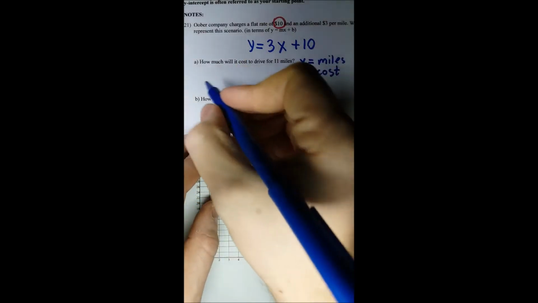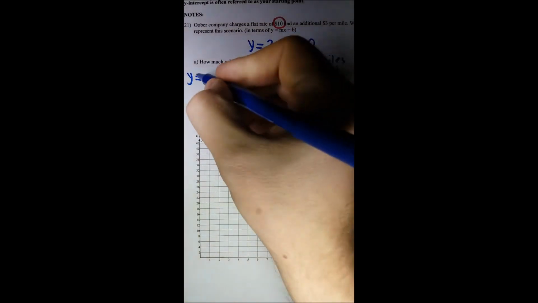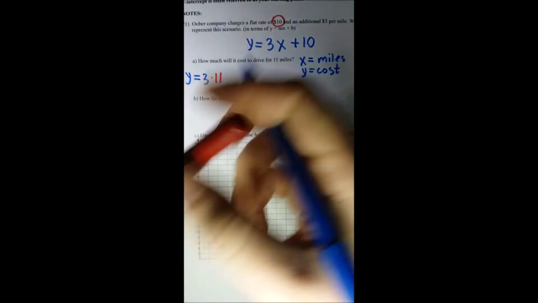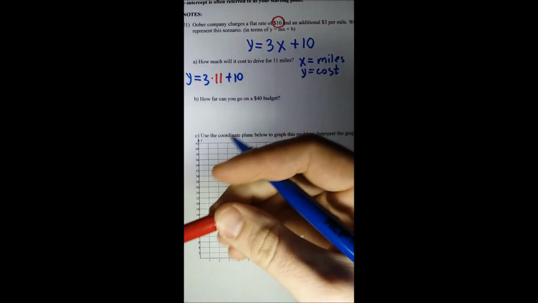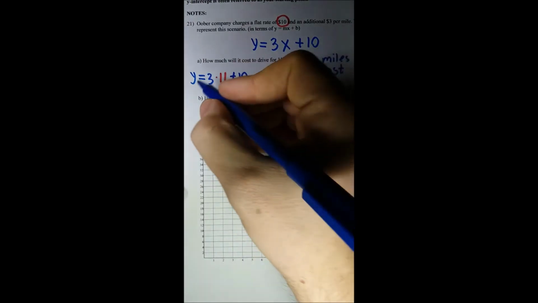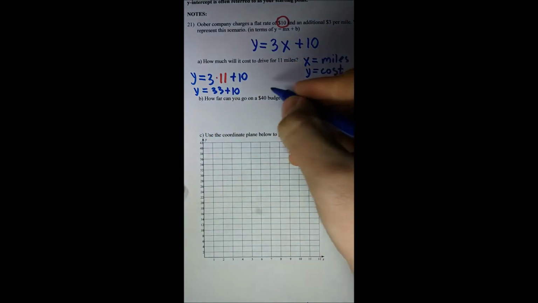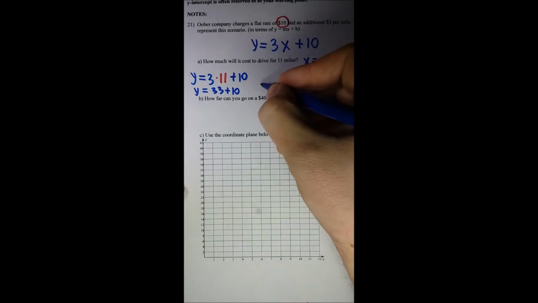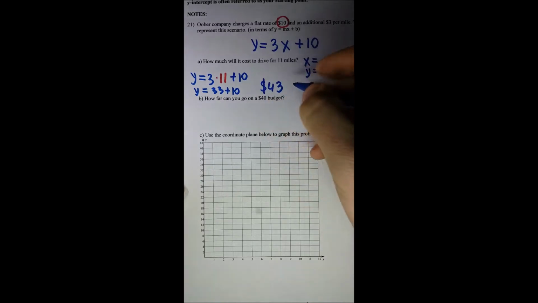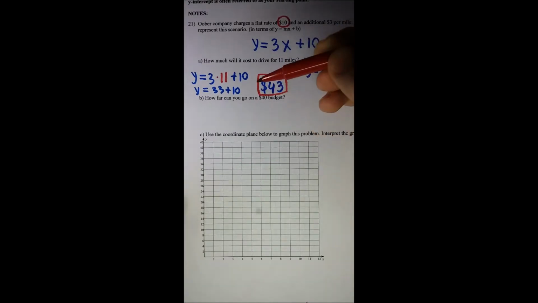Okay, so now how much will it cost? So it's going to be y equals, we know it's 3x plus 10 is our parent function, so I'm going to write down 3, and we're going to plug in here 11 plus 10. Why did I put 11? Because we're driving for 11 miles. We're going to figure out how much it will cost. This is a formula. It's a nice calculator. Y equals 3 times 11 is 33 plus 10. And 33 plus 10 is 43. So $43. Okay, that's your answer for 11 miles. This is how much it's gonna cost you.